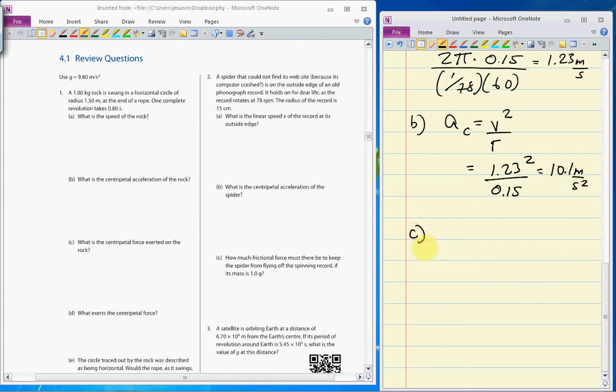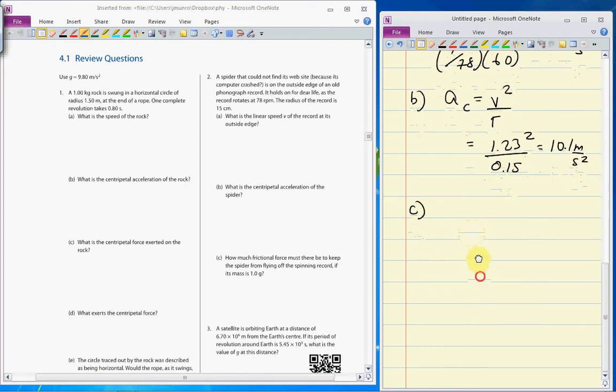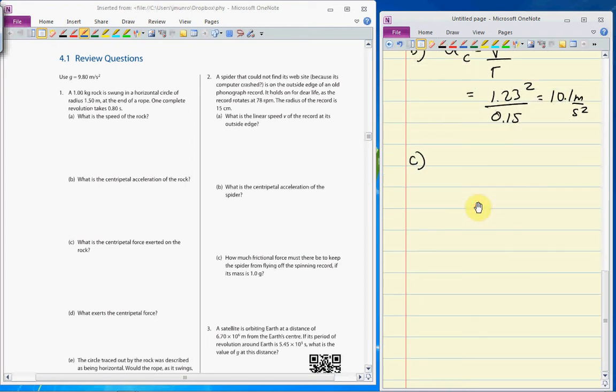For C, we want to know the frictional force that's required to keep that spider on the rotating disc. What you have to realize is that as the disc is rotating, the force that keeps it on there is the frictional force directed towards the central axis of the rotation. So what that means is that F, the force of friction, has to equal F_c.